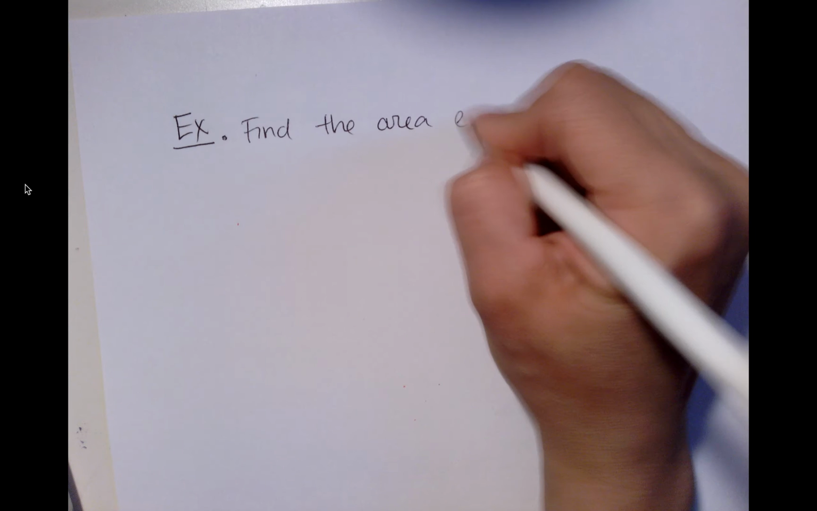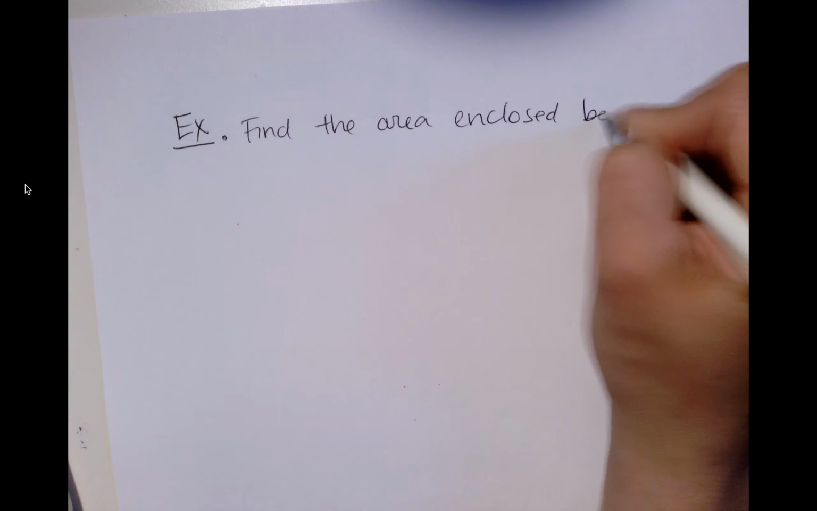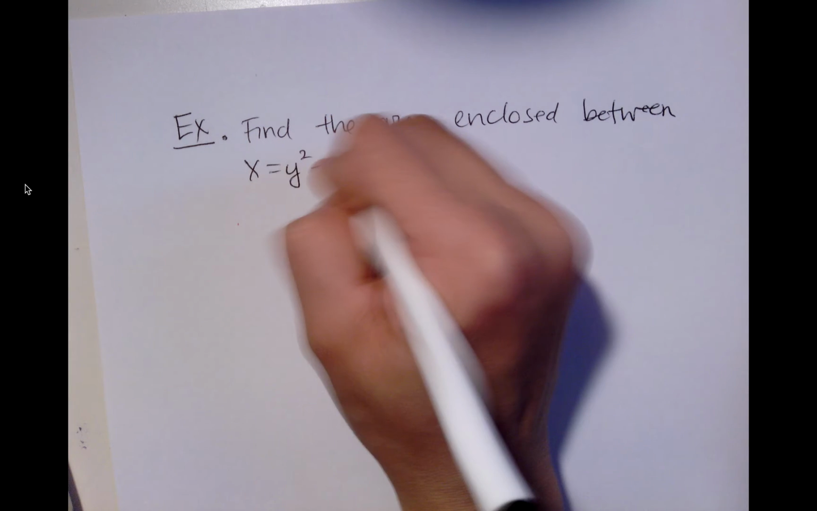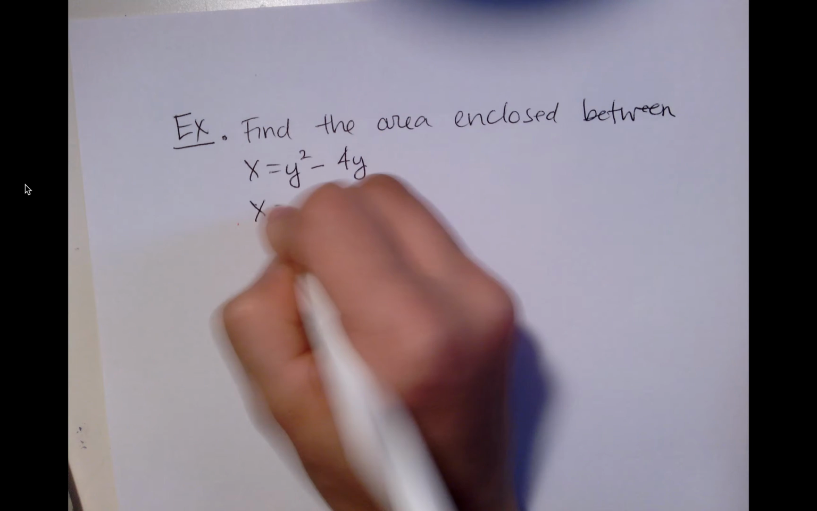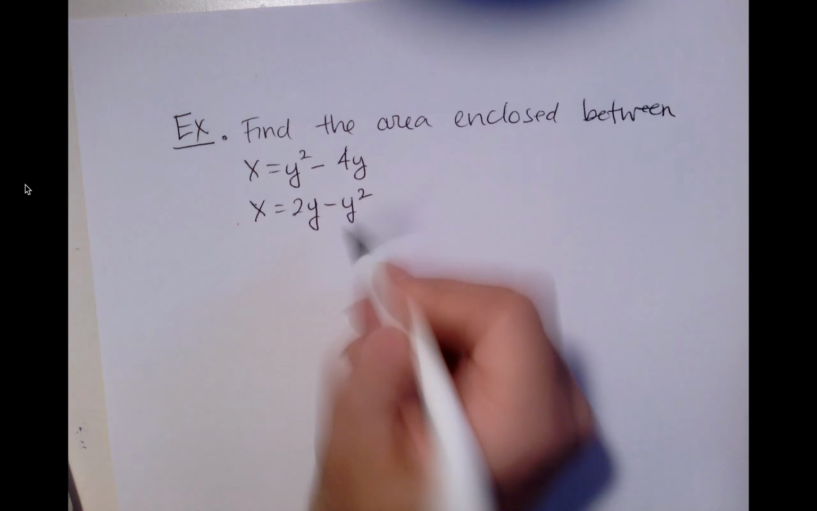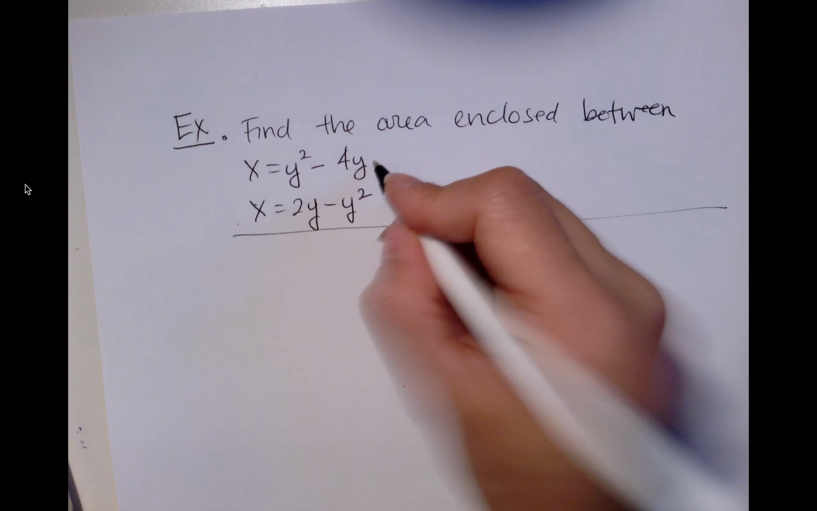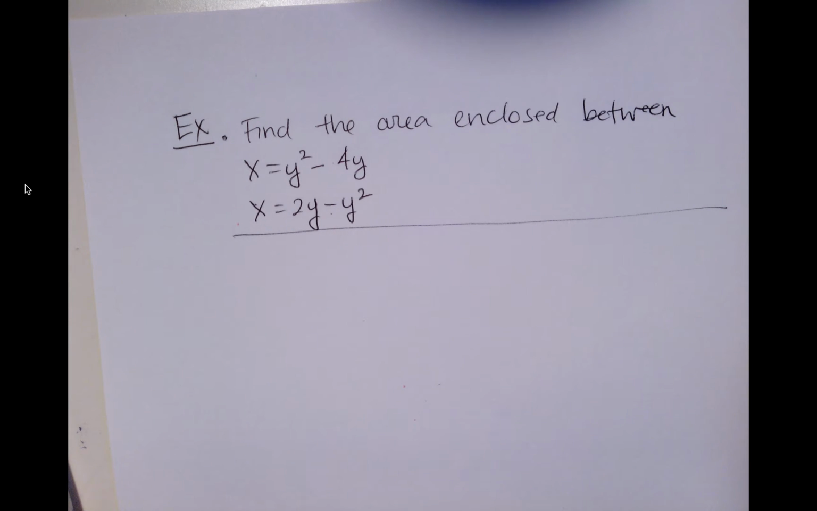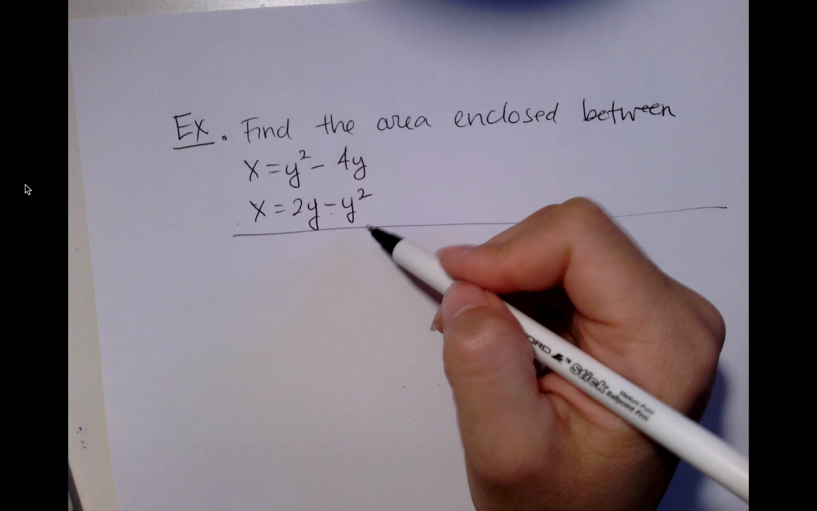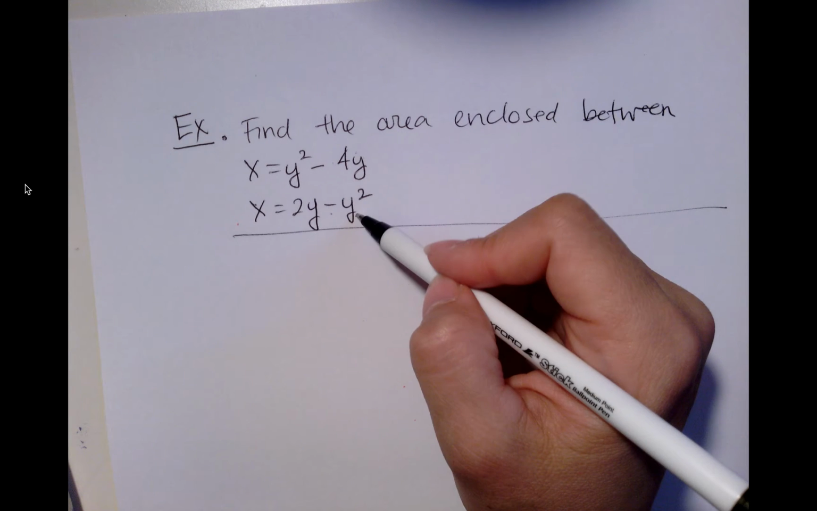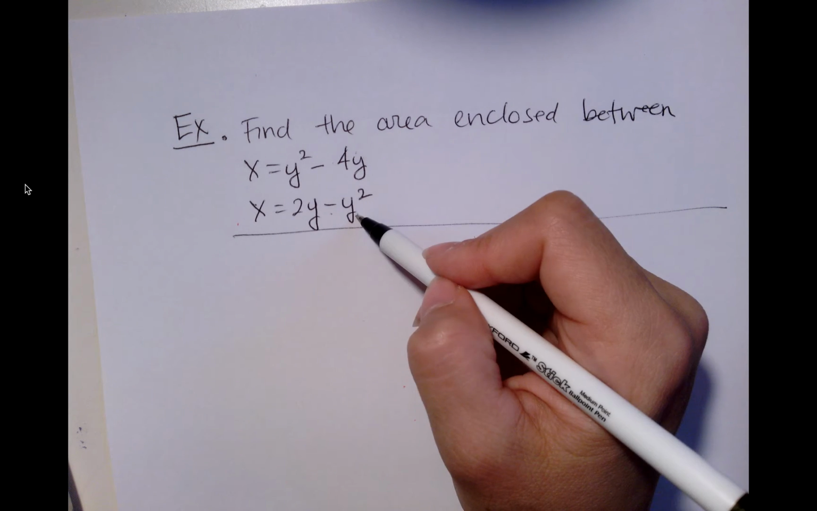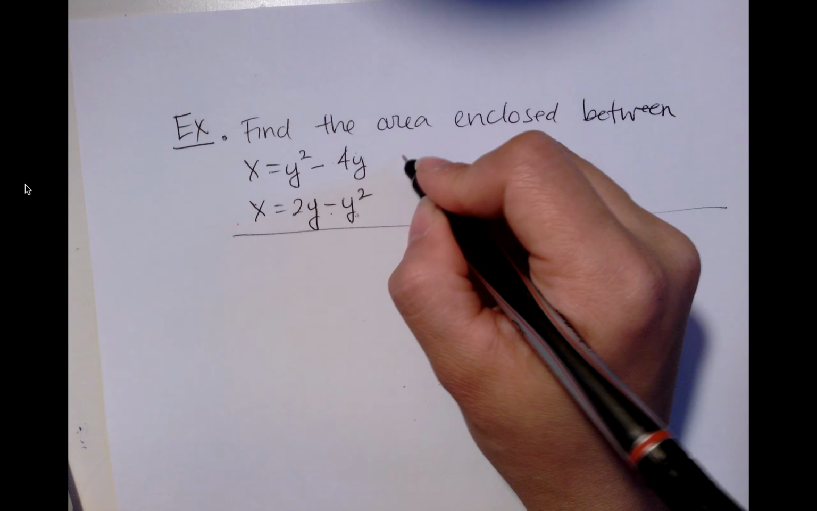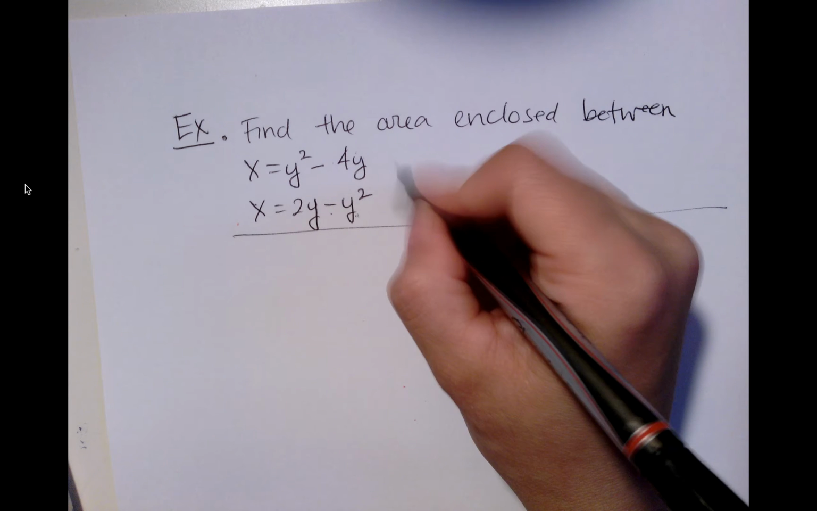Area enclosed between these two curves. Now notice the first thing is that these are functions of y, not functions of x. So they are functions, but the independent variable would be y. Also notice that these are both parabolas. They're sideways parabolas.